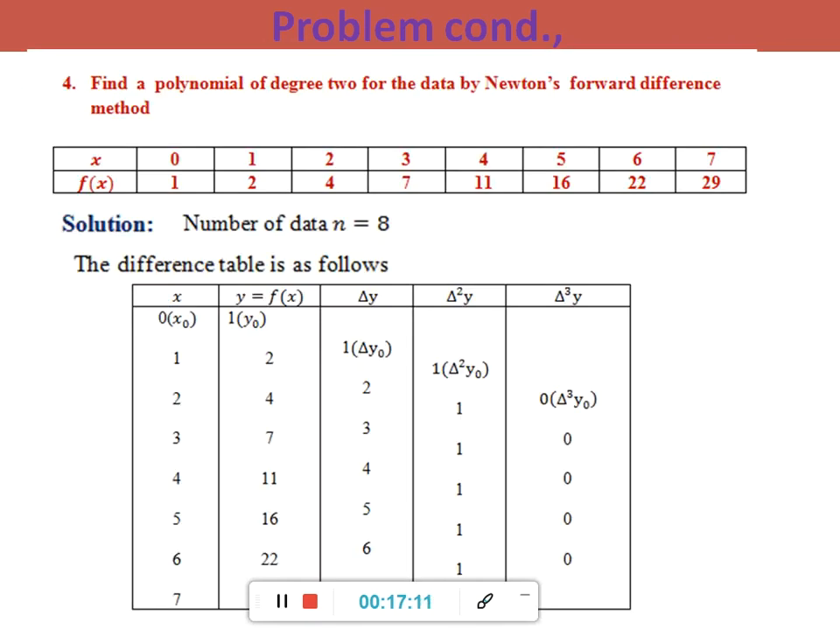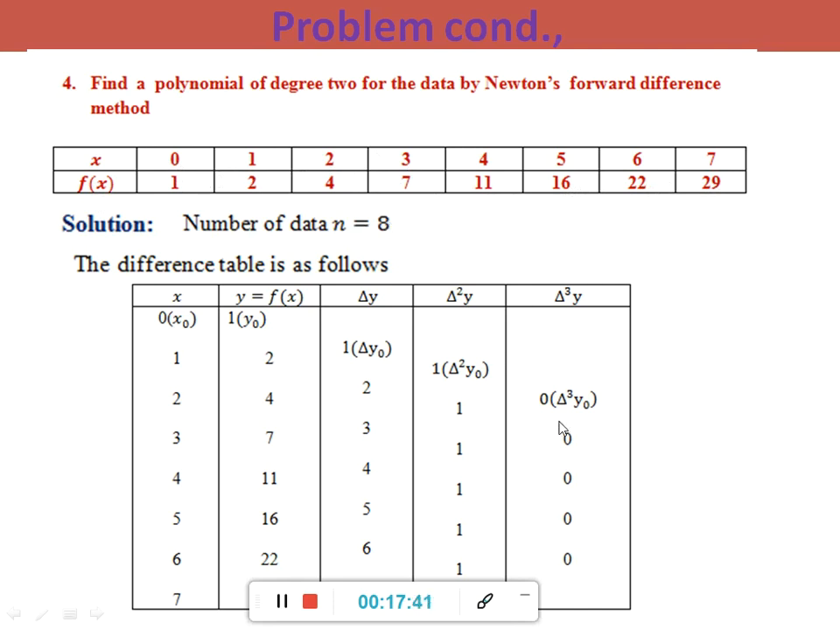Now fourth problem. Find a polynomial of degree 2 for the data by Newton's forward difference method. So here see a lengthy data is given. X values are 0, 1, 2, 3, 4, 5, 6, 7. So all the data are equally spaced. So we can apply forward difference formula. F of x is 1, 2, 4, 7, 11, 16, 22, 29. So here number of data is 8.